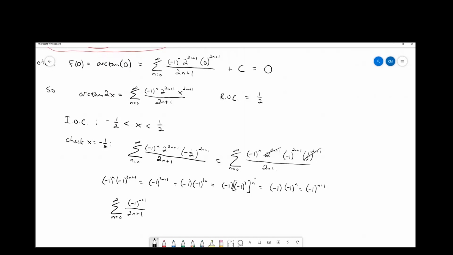Isn't that an alternating series? Yeah, and if you check just real quick, the limit as n goes to infinity of 1 over 2n plus 1, that's obviously 0, I think, hopefully. And then if you compare 1 over 2 times (n plus 1) plus 1 to 1 over 2n plus 1, I think it's pretty obvious that that's going to point that way.